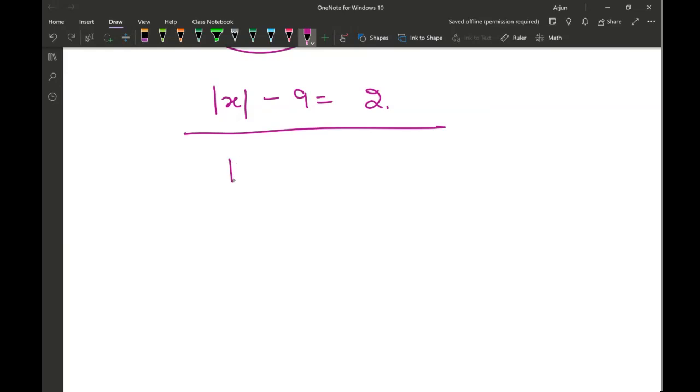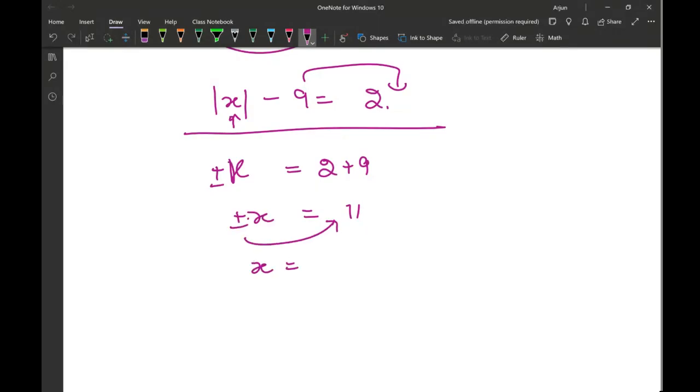So now I will drop the absolute symbol. This is going to become plus minus, because inside it can be a plus, it can be a minus. I want to solve for all the values, whatever it can be. And then this is going to go on the other side, 2 plus 9, which is 11. So these two symbols are going to go on the other side. The x value can be plus minus 11.